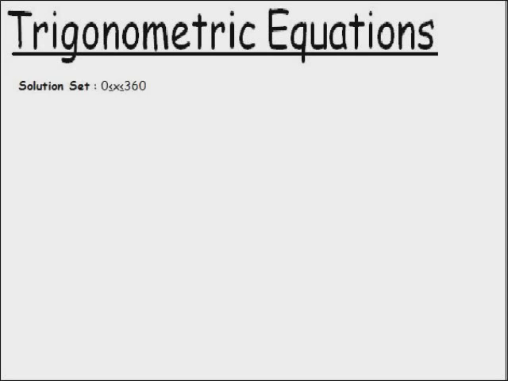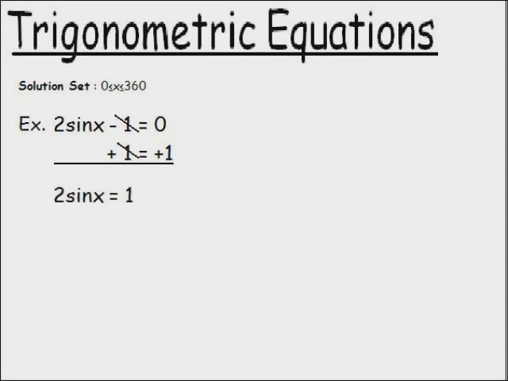Our solution set is between 0 and 360 degrees. Our first example is 2 sine x minus 1 equals 0. The first thing you would have to do is add 1 to both sides of the equation. The 1s would cancel out, and you would then get 2 sine x equals 1. Then you would divide by 2 on each side, and you would get that sine x equals 1/2.